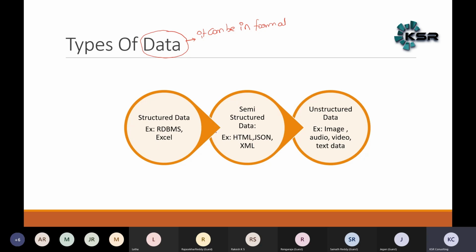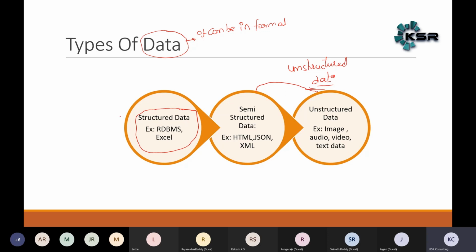One is structured data, second is semi-structured data, third is unstructured data. Sir, earlier you told me unstructured data, now we are talking about semi-structured. People generally consider all of this unstructured data. So what do you mean by structured data?